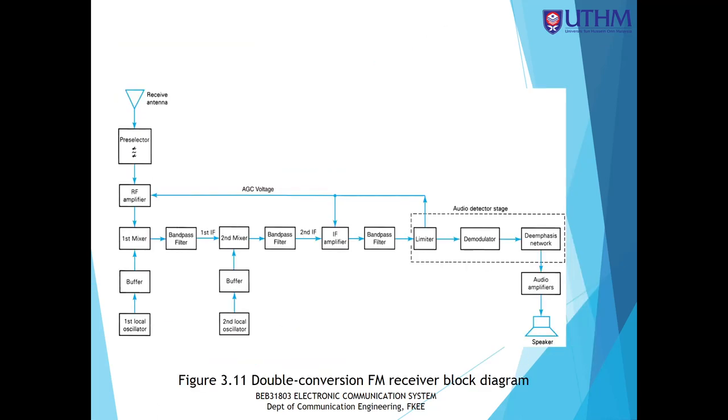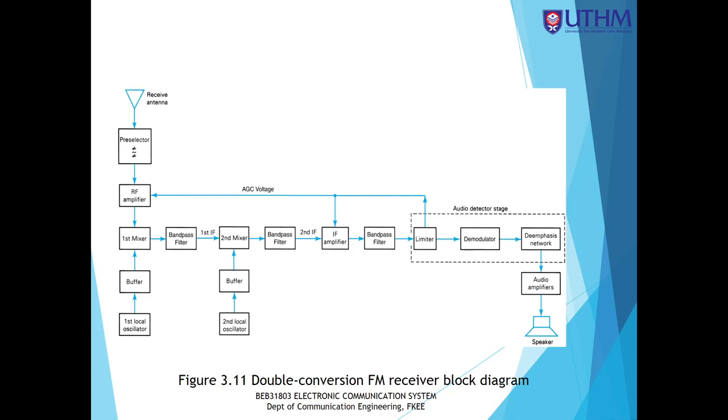This is the double conversion FM receiver block diagram, also known as the Armstrong receiver. This is among the popular FM receiver types, which is normally used in practical systems, where we use double conversions. Double conversions means that we down convert the frequency two times. Kita tukar kepada IF sebanyak dua kali.